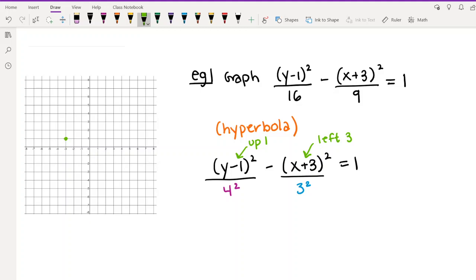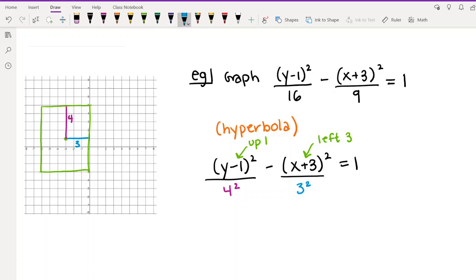So from here, we can use the values that are paired with x and y. The value that is paired with x is 3, and so that means the rectangle we're going to draw goes to the right by 3. And then the value that's paired with y is 4 squared, and so our rectangle is going to go up by 4. Then we can draw the rest of the rectangle. So it also is going to go to the left by 3, and down by 4. So that's going to give us a rectangle that looks like this.